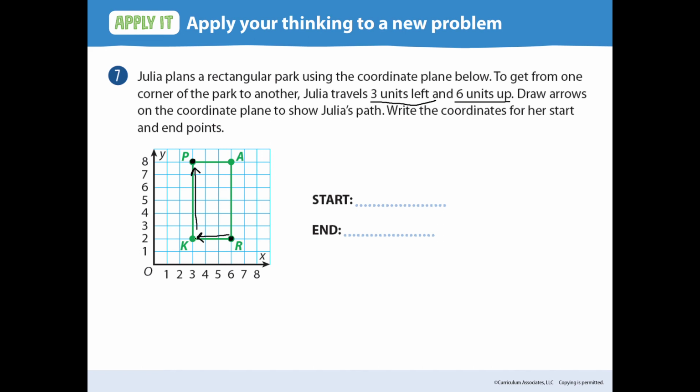None of the other points would work because if she started here at K, that's no longer part of the shape here. And if she started here at A, we can't go up because that's not part of the shape either. So we know that she started at point R, which is located at 6, 2. So she started at 6, 2, which is point R, and she ends at point P, which is at 3, 8.